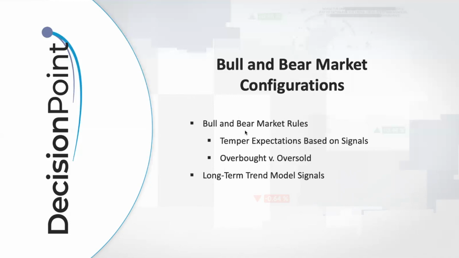The other is those bear market rules. If you're in a bear market configuration, overbought and oversold are treated much differently. Overbought, you better pay attention, because if you're overbought in a bear market configuration, the chances are highly likely that the price is going to move down from overbought. Those indicators will want to go out of overbought. So in a bear market, overbought conditions are going to be very, very dangerous.